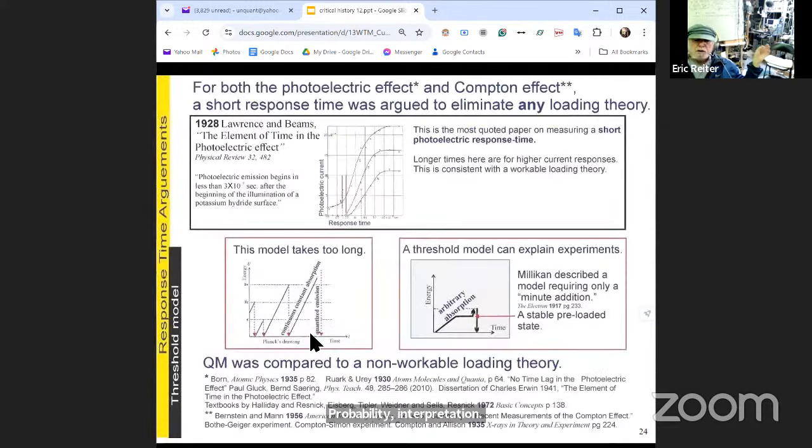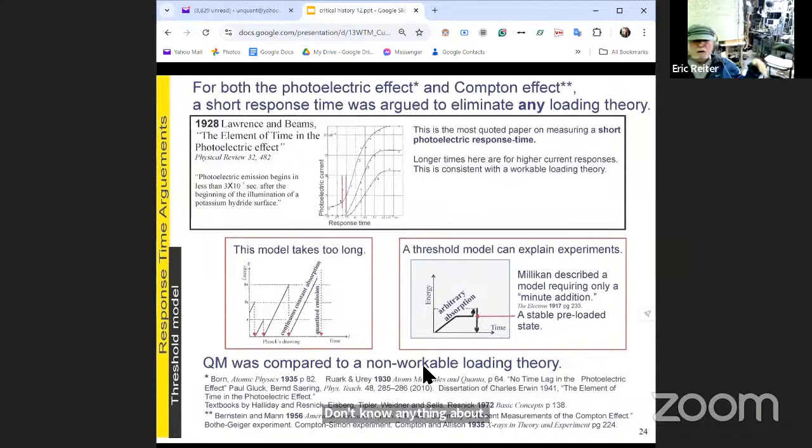So let's go back to the element of time, the response time arguments in the photoelectric effect and the Compton effect. So there are short response time arguments that have been used to argue against any loading theory. And so you'll see this in our textbooks where very often they'll quote Lawrence and Beams' paper. But again, they compare to this continuous absorption model and don't know anything about this possibility of a preloaded state.